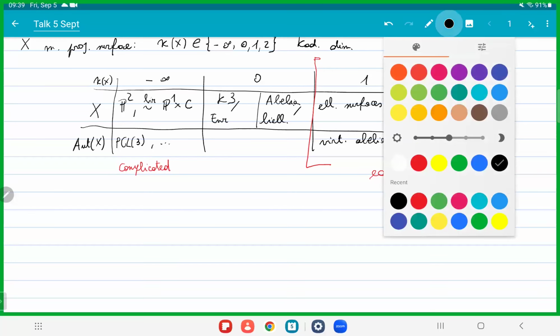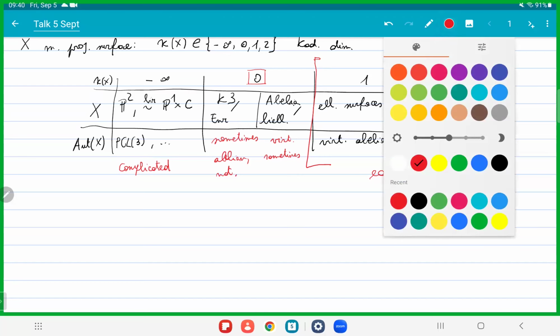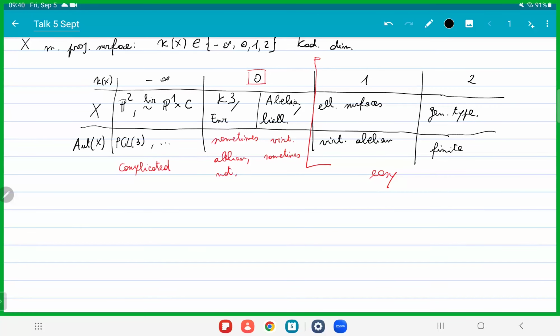But what I would like to say is that this Kodaira dimension 0 case is an in-between case. So the automorphism group is sometimes virtually abelian, sometimes not. And so in a way, these are the surfaces for which understanding this Tits alternative is most interesting. Maybe not most interesting, but it's very interesting. Because indeed, they exhibit both behaviors.